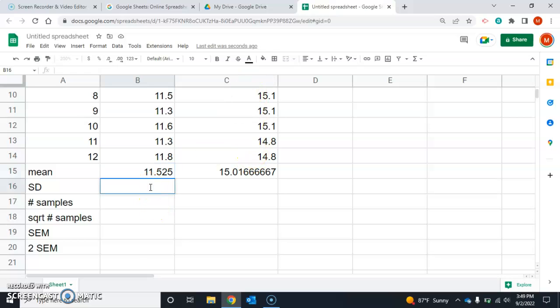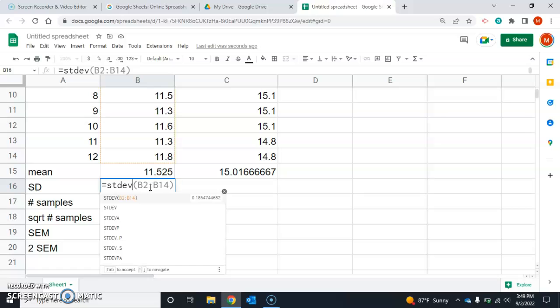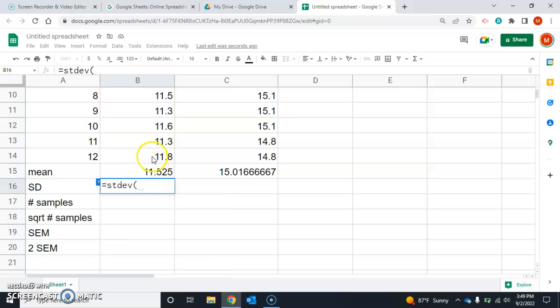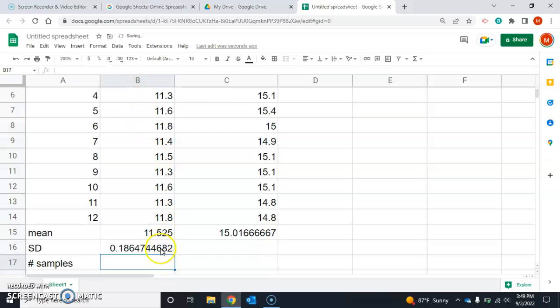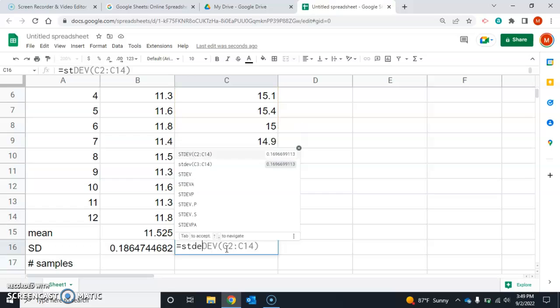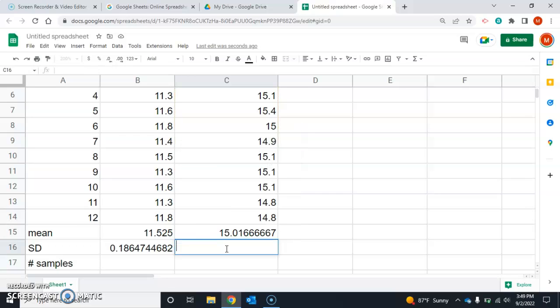All right, so the standard deviation will be equals STDEV, and you will highlight basically B14 through B3. Make sure that you don't accidentally include B15 in that, because that's an average. It's not one of the samples that we took. And we'll do the same thing over here. You can either type in equals STDEV and highlight your averages, or a quicker way would be just to copy and paste that cell into this one.